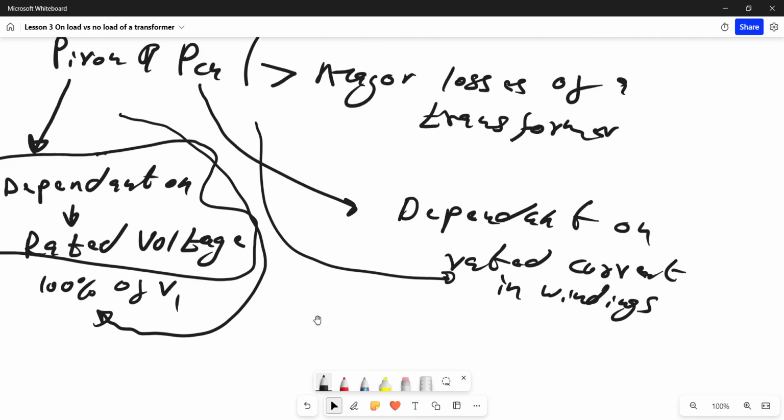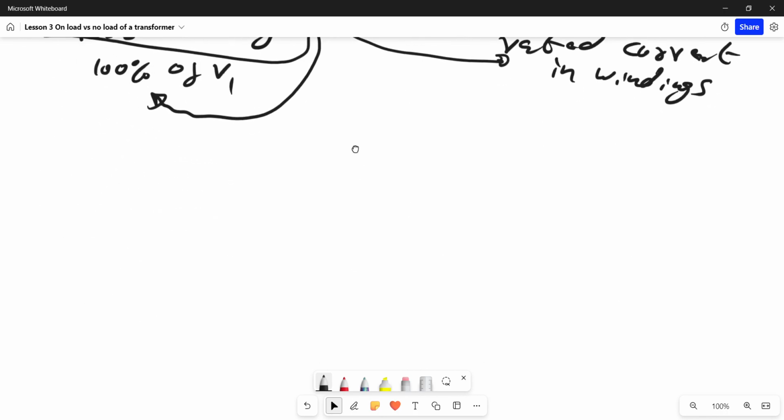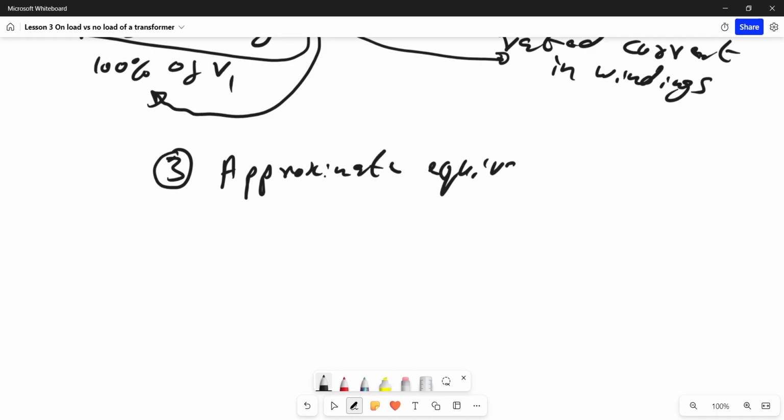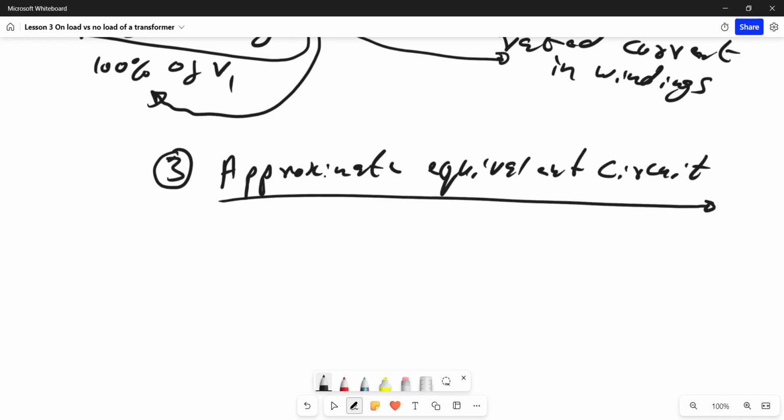Now we need to move to the third circuit, which is called the approximate equivalent circuit.